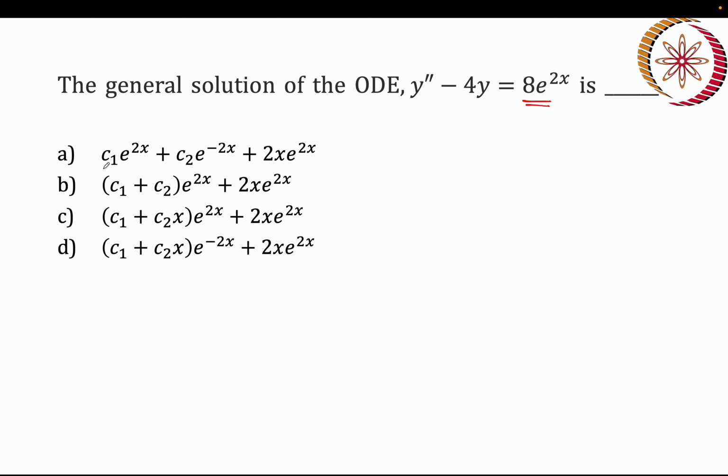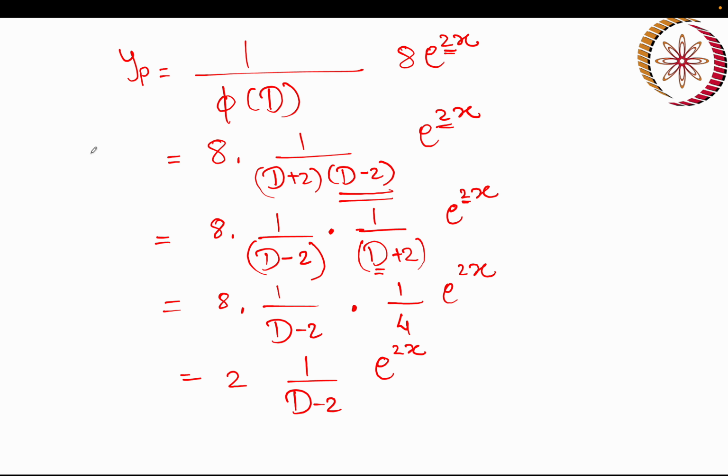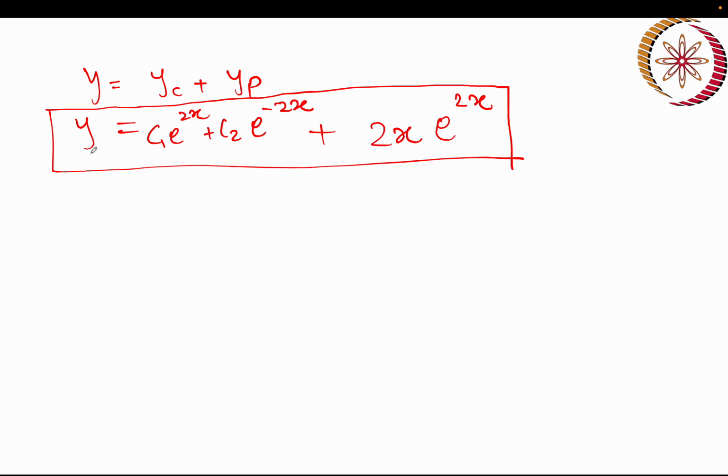So we have c1 e raised to 2x, c2 e raised to minus 2x, and 2x e raised to 2x. This is the correct solution. I hope this is clear. Any doubt in this? Okay, so we'll go to the next question.